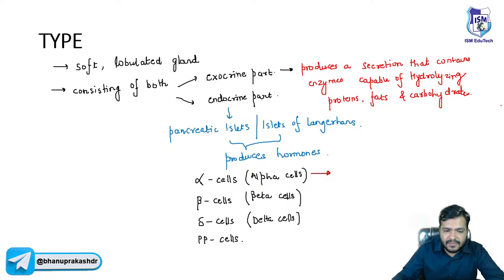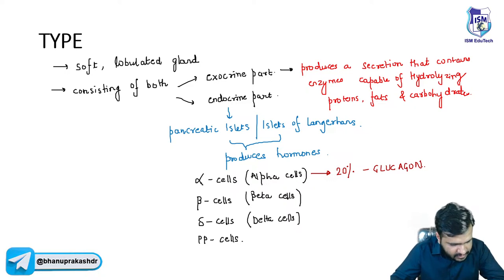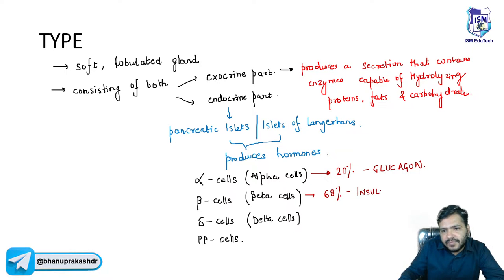Now everyone knows that the alpha cells are approximately 20% and they will release a hormone that is called glucagon. The beta cells are 68% and they will release insulin. Very good, Ravinder. The delta cells are approximately 10% and they will release a hormone that is called somatostatin.